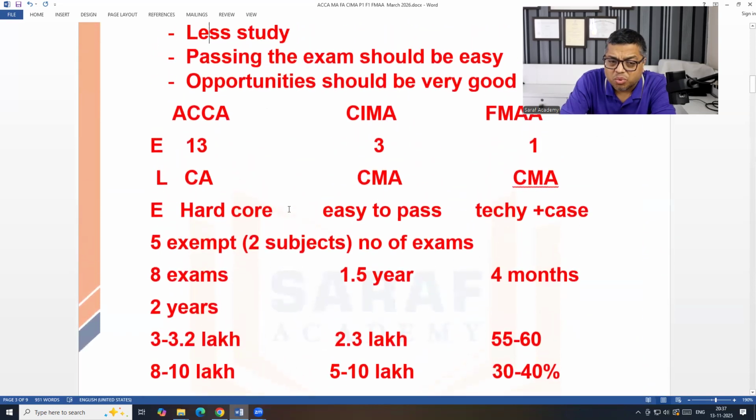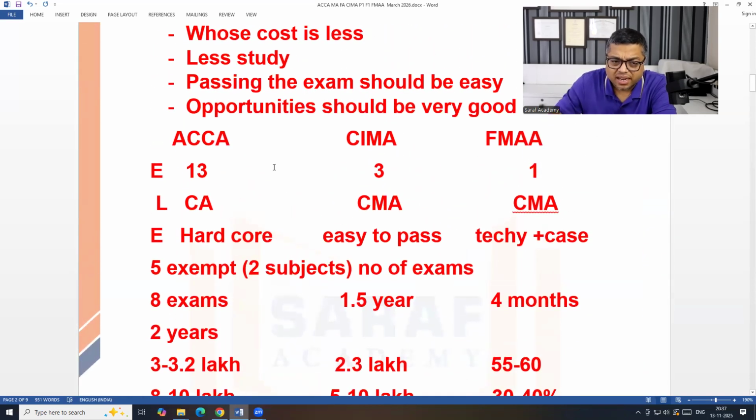If you go slightly more into detail, ACCA, Association of Chartered Certified Accountants, has 3 levels, a total of 13 exams. It's like CA in India. The CIMA has 3 exams: operational level, operational case study; management level, management case study; and strategic level, strategic case study. So here 13 exams, here 3 exams. FMAA, only one single exam. Only one exam. FMAA is the foundation for CMA.